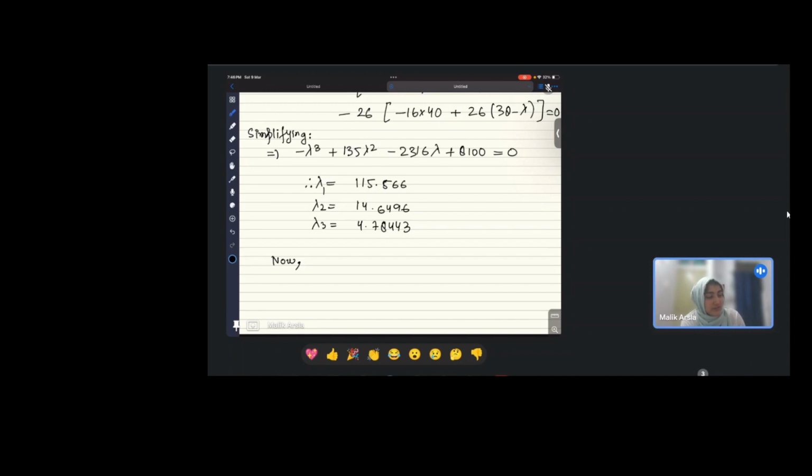Now, among these three, we know that the maximum is lambda 1, and obviously the square root of this one is only going to be maximum. So the maximum of the square roots of lambdas is equal to the square root of 1.5.566, which will be equal to 10.750.